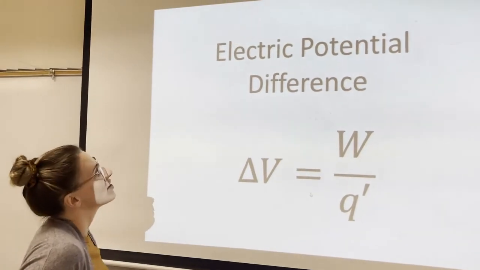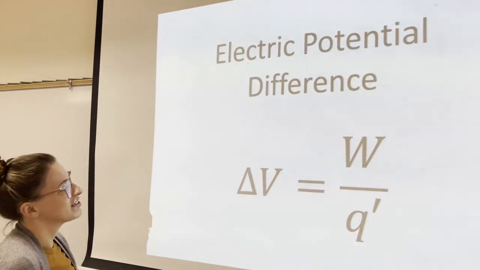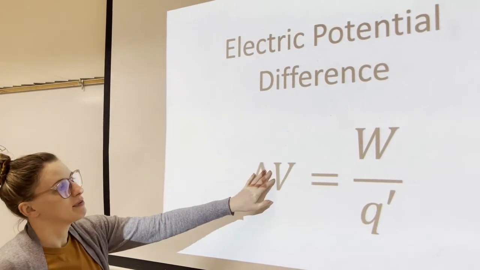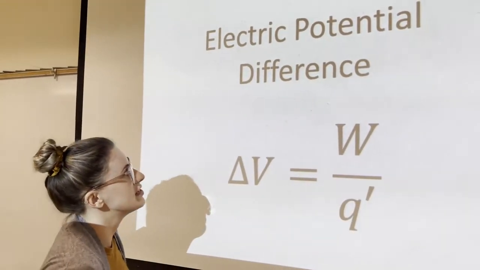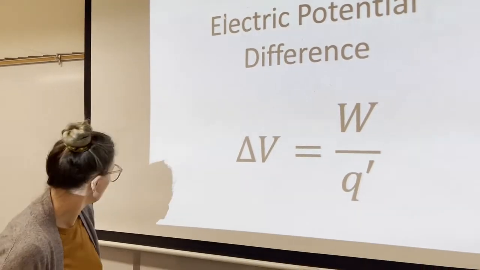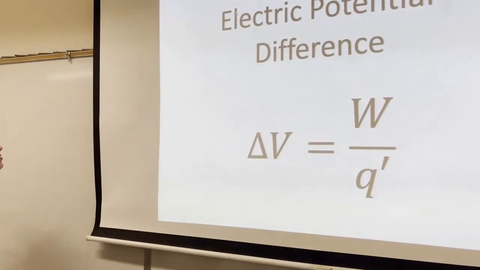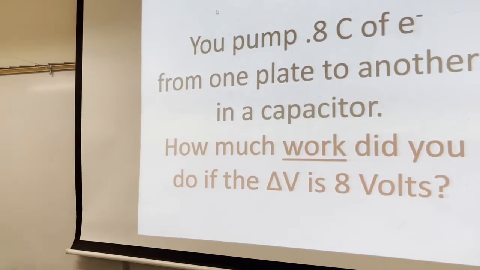Let's keep going. Here is our lovely equation. We know that the electrical potential difference is equal to the work over the test charge, the work done moving charge around in an electric field. So work over the test charge is our delta V.